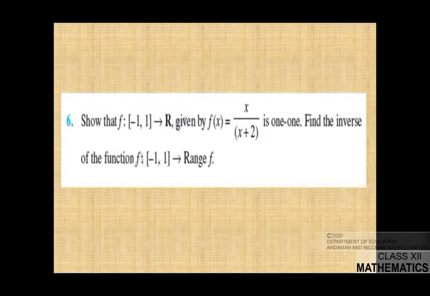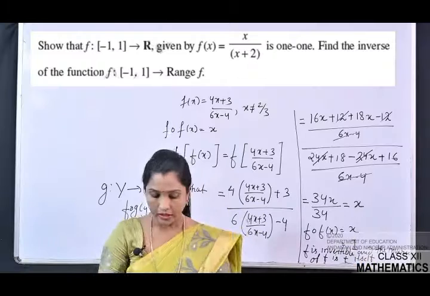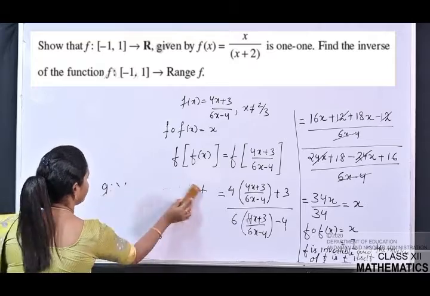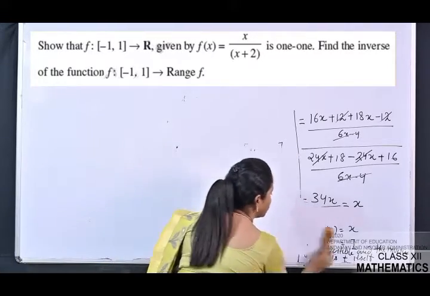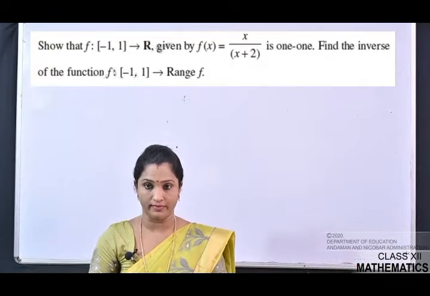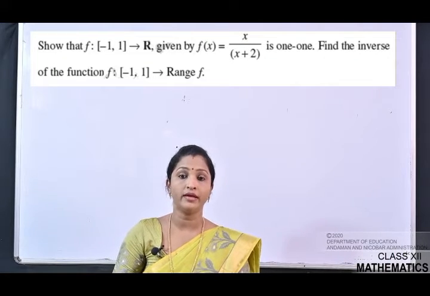Come to the 6th question, very important. Show that f is a mapping from [-1, 1] to R given by f(x) = x/(x+2) is 1 to 1. Find the inverse of the function f mapping from [-1, 1] to the range of f. Now see this question, it's a very important question. You have to first prove that the function is 1 to 1, then you will prove it to be invertible.